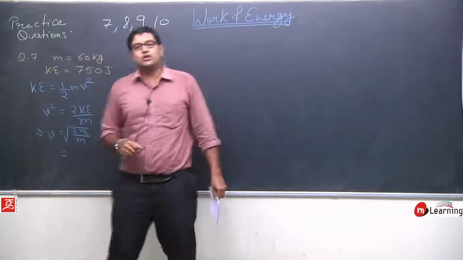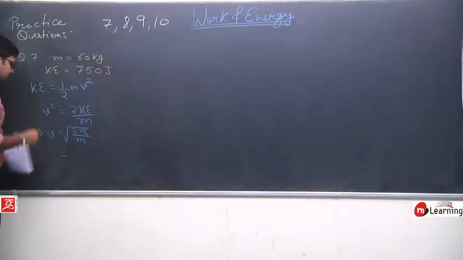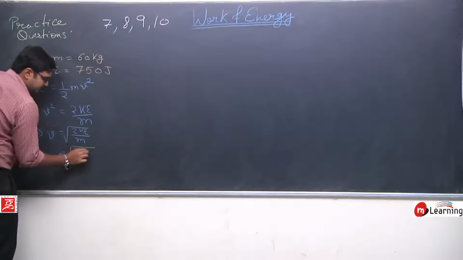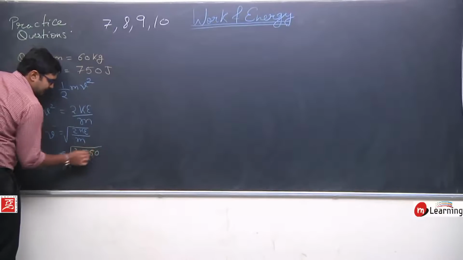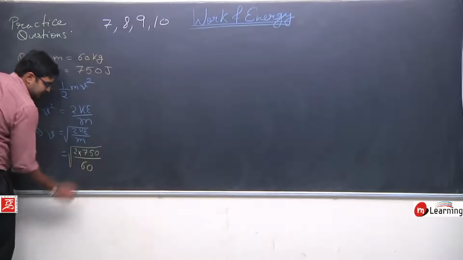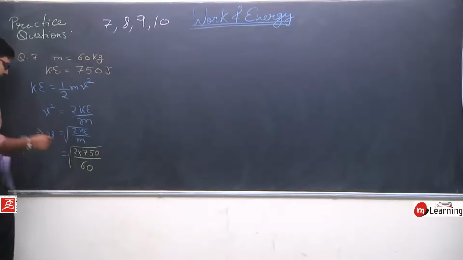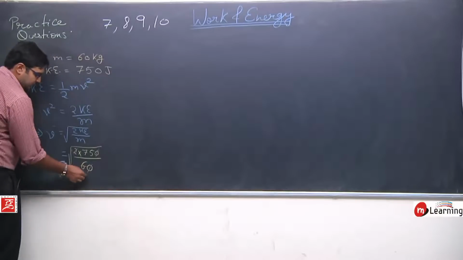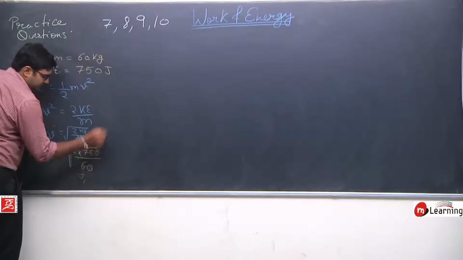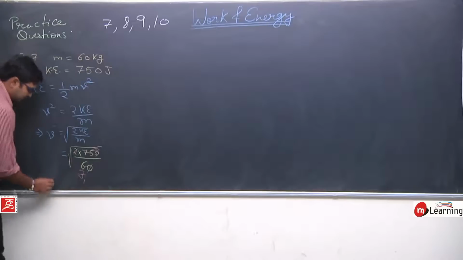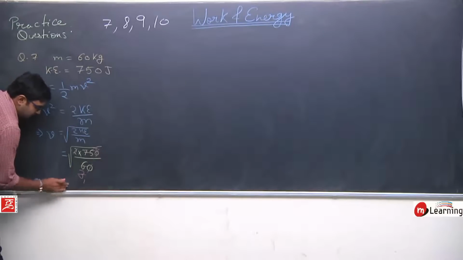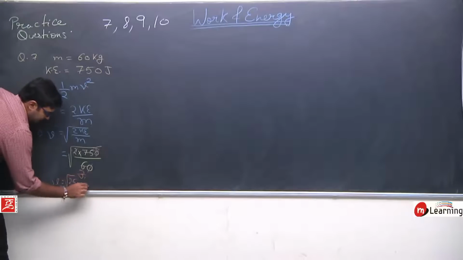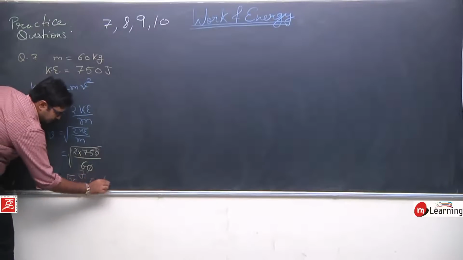So here we will substitute the values, that is square root of 2 into kinetic energy, which is 750, divided by 60. Now you have to cancel here, this 0 will get cancelled with 0, 2 1s are 2 and 2 3s are 6, 3 1s are 3 and 3, this is 25 times 75, so velocity will come out to be 5, or square root of 25, that is it will be 5 meters per second.